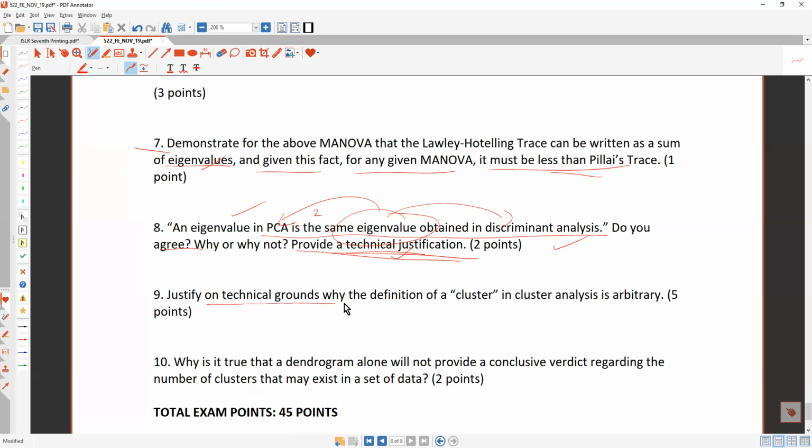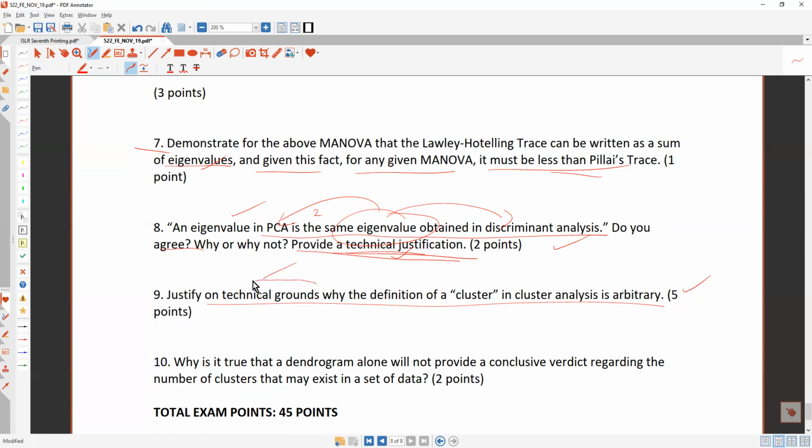Justify on technical grounds why the definition of a cluster in cluster analysis is arbitrary. Now there's a whole 5 points for that. Think about that question. That may require a little bit of thinking as to what we've talked about in lecture, but how is it arbitrary? And define it on technical grounds.